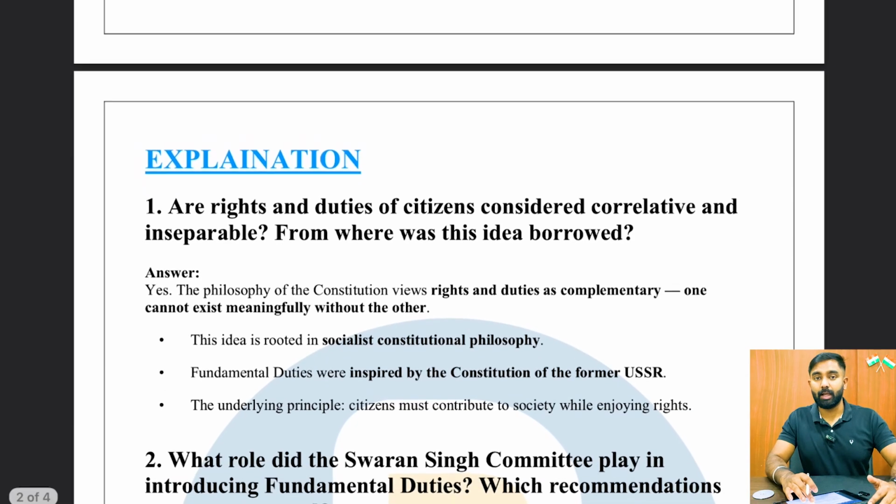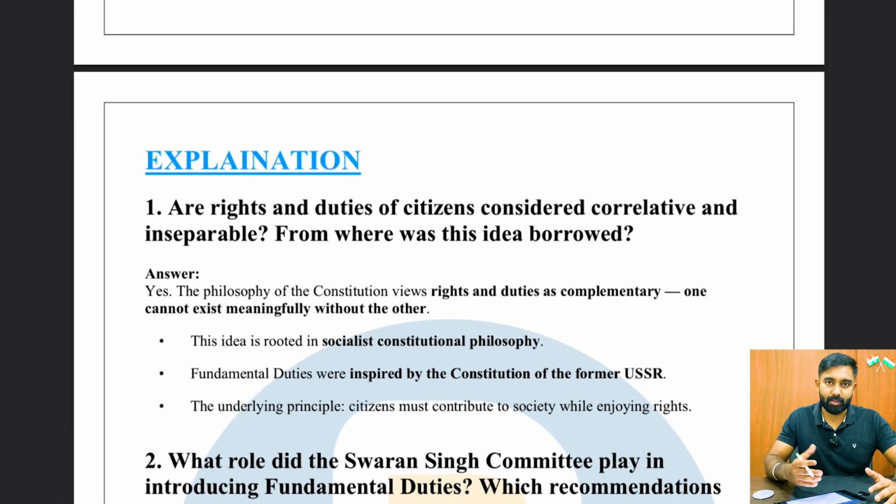Although we are going to discuss the answers, I want to tell you right away that fundamental duties, although it looks like a very simple chapter because it's a very small chapter, one of the smallest chapters in the entire polity Lakshmikant, is still one of the trickiest, because the philosophical touch with respect to the balance between rights and duties is important. Is it the right that matters the most or the duties, and what is the correlation between rights and duties?